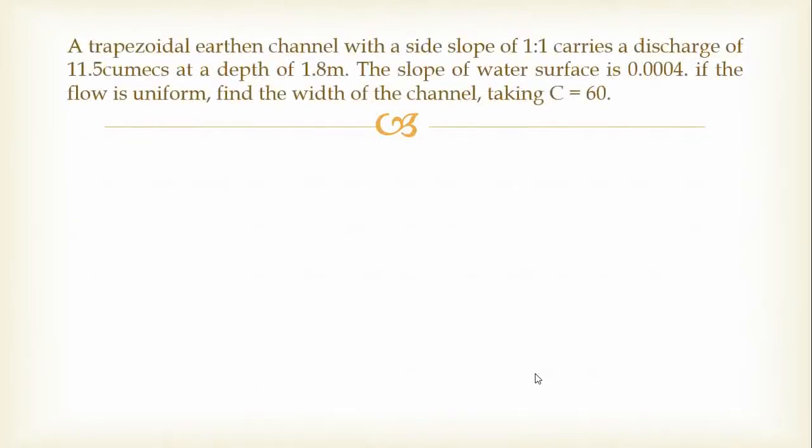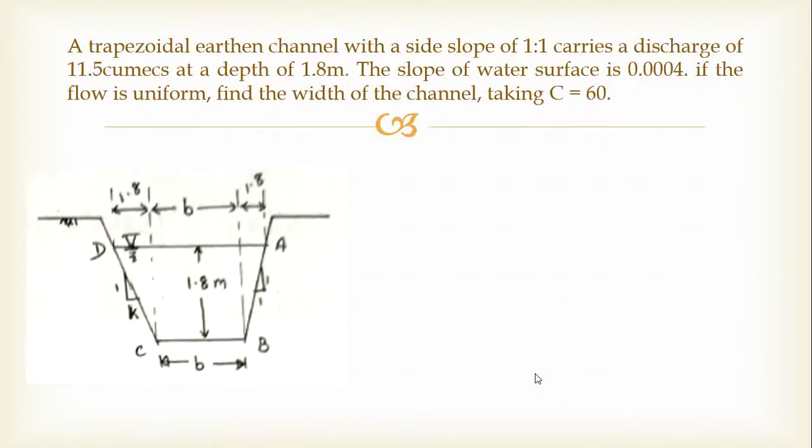A trapezoidal earthen channel with a side slope of 1:1 carries a discharge of 11.5 cumecs at a depth of 1.8 meters. The slope of water surface is 0.0004. If the flow is uniform, find the width of the channel taking C as 60. They have mentioned it as a trapezoidal channel section. This is the trapezoidal channel section of side slope 1:1. That means for 1 horizontal there is 1 vertical.